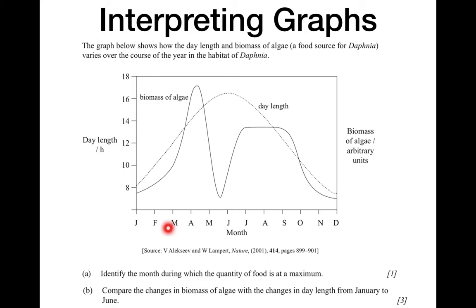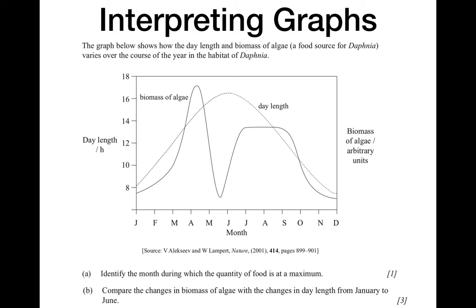So January to June, here we go. As day length increases, the algae population increases, peaks, and then decreases. By the time June hits, the population is quite low and then starts to increase again. This is probably because it reached carrying capacity, outcompeted itself, ran out of resources, then plummeted back down again.